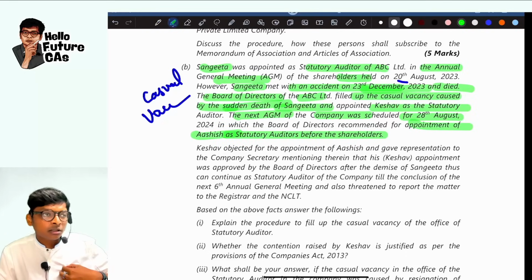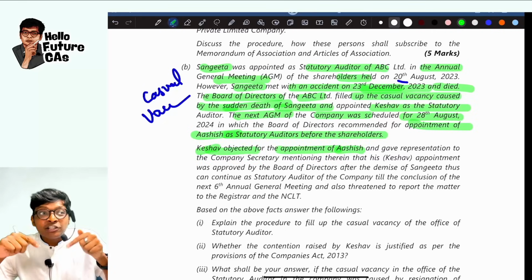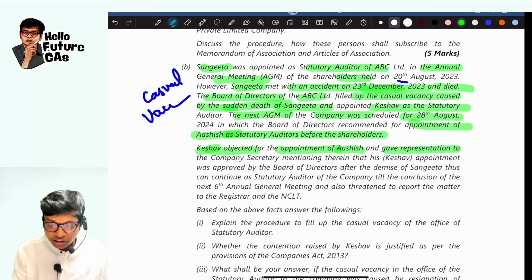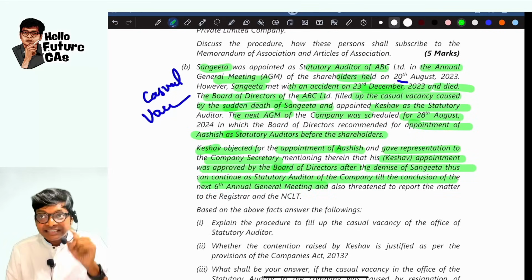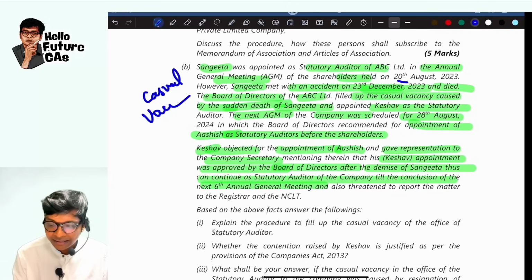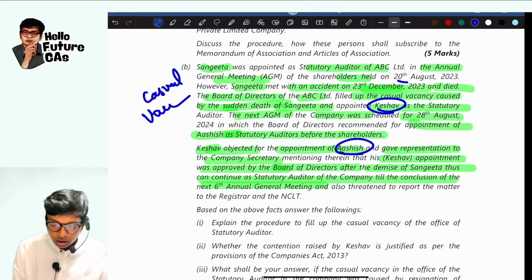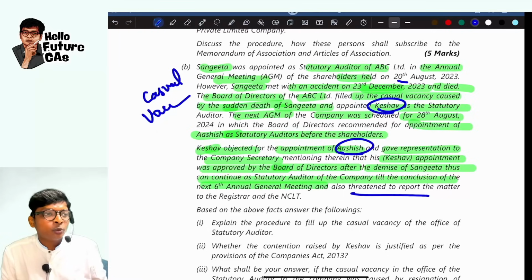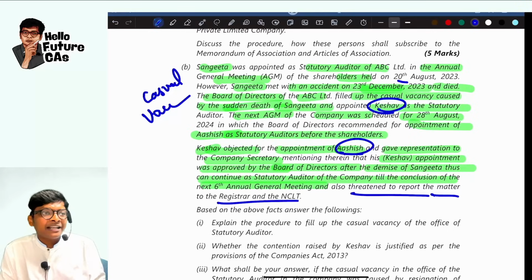Understood the facts. Keshav objected to the appointment of Ashish. Who is Keshav? The one who was appointed in the casual vacancy, and he gave a representation to the company secretary mentioning that Keshav was approved by the board after the demise of Sangeeta, thus he can continue for the next 6 AGMs. So Keshav, who came as temporary to fill the gap, is now protesting, saying that Ashish should not be appointed, only I should be there for the full AGM. He also threatened, blackmail is being done. You all know how to do blackmail very well. You have done it at least once in your life. He threatened to report the matter to the registrar and NCLT.